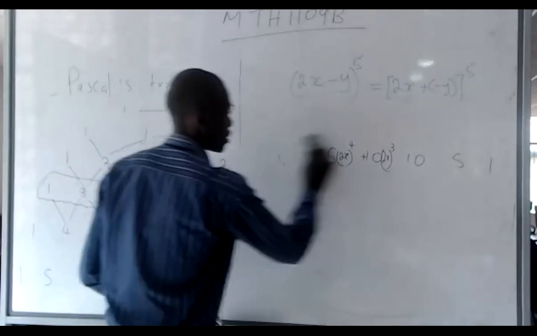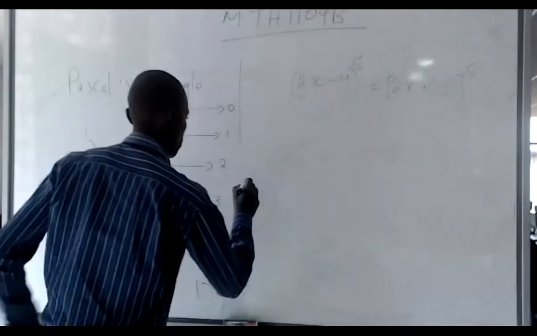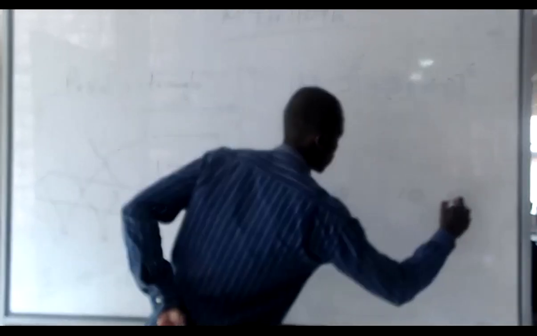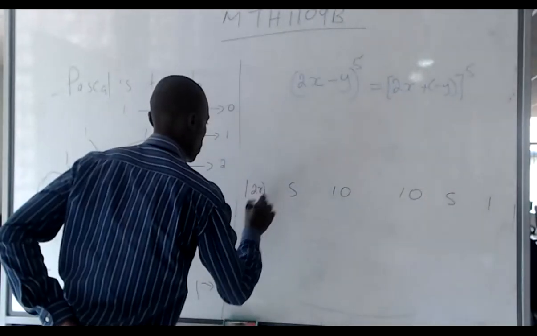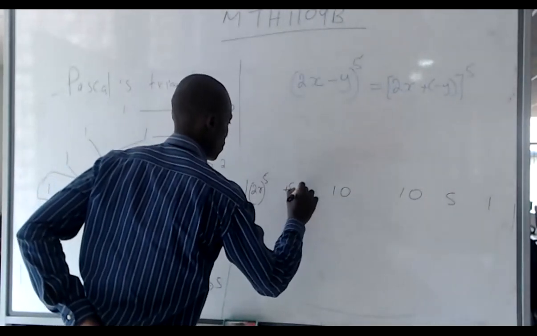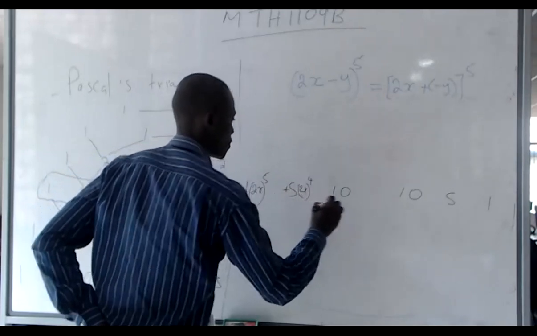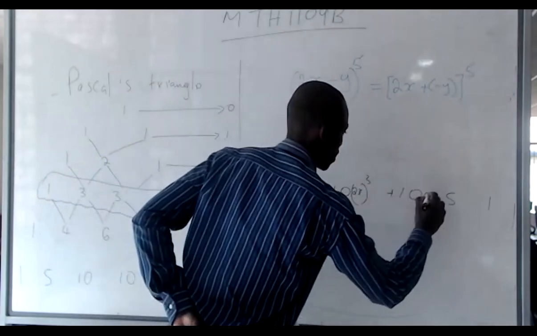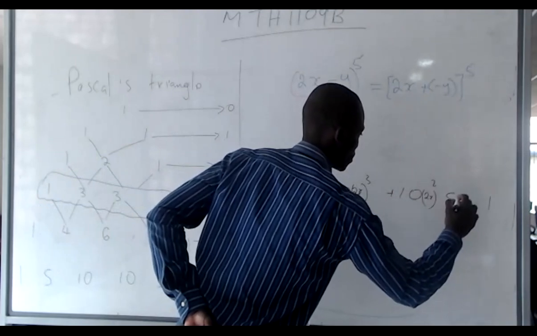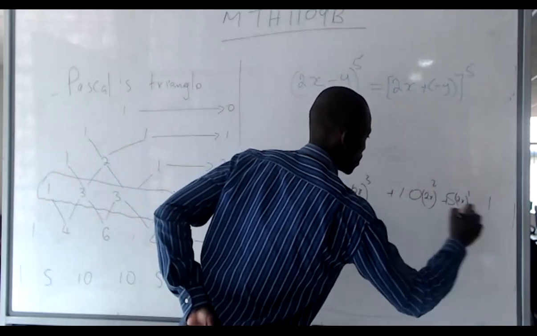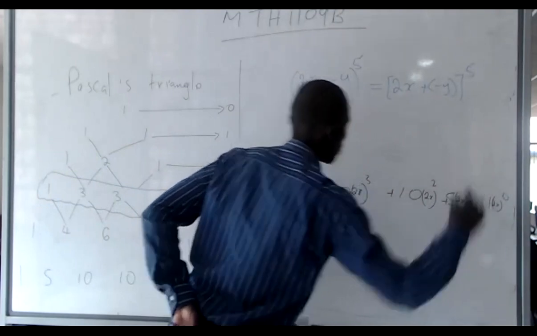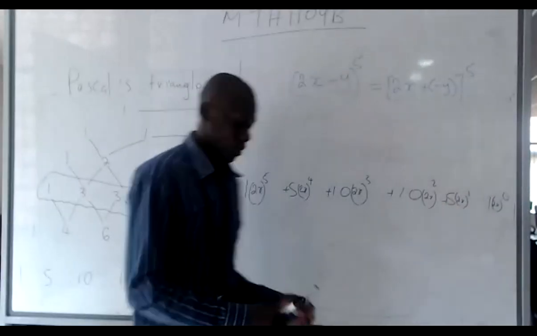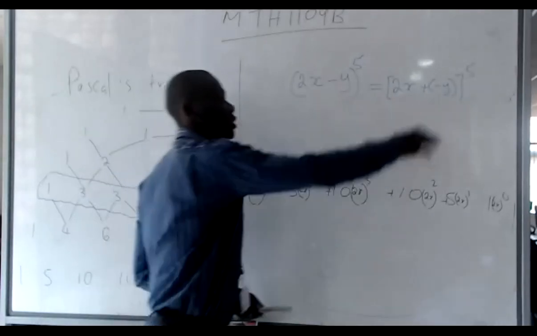This thing is not looking nice. Let me write it again. So 1, 5, 10, 10, 5, 1. I'm starting with 2x to the 5, then I have 2x to the 4, then 2x cubed, 2x squared, 2x to the power 1, and 2x to the power 0. So I'm done with the first term. I'm starting with 5 and have decreased the powers down to 0. Now I move to the second term, which is minus y.